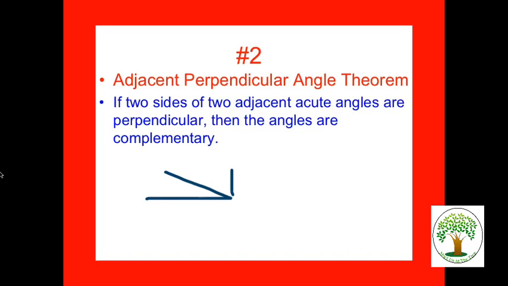And it's got to be perpendicular now. It has to be perpendicular. Let me draw my perpendicular. These, number 1 and number 2, are both acute angles. The lines that I drew were perpendicular. So what do you know about 1 and 2? They have to add up to how much? 90. They have to add up to 90 because of the adjacent perpendicular angle theorem.